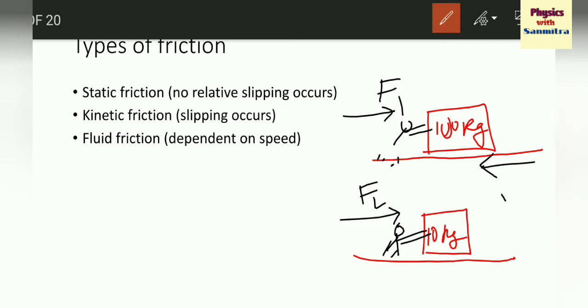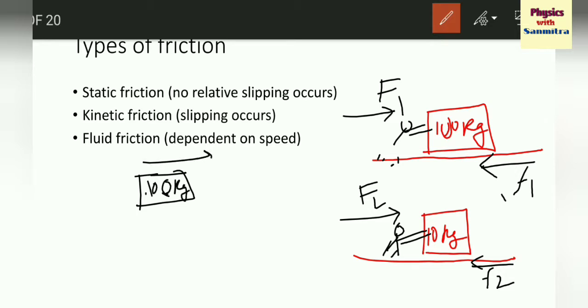Say this is F1 and this is F2. Definitely what is heavier will require greater force. It will have to overcome greater friction. Until it moves, it is in static friction, it is encountering static friction. After it overcomes the static friction, it will start moving. This 100 kg block will start moving, and I'm applying this force F with an acceleration a, but there will always be a friction force due to the ground, and that will be kinetic friction.